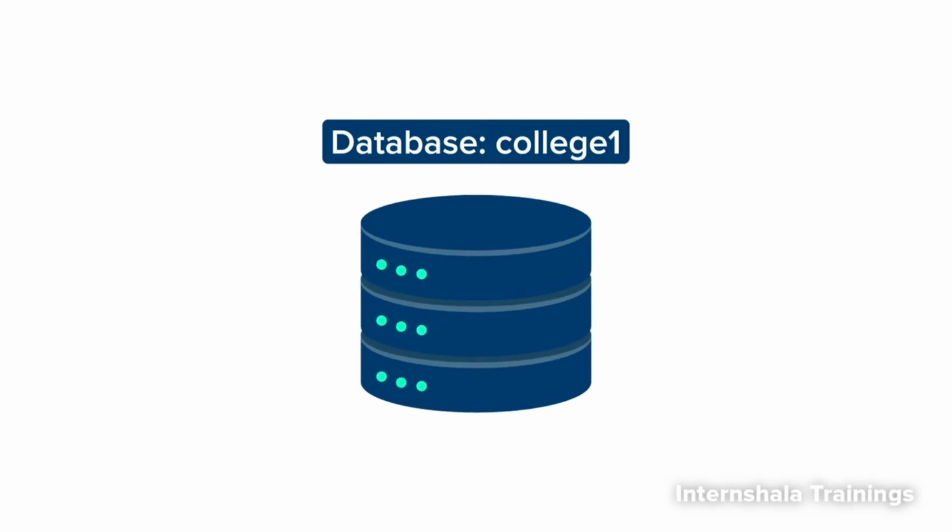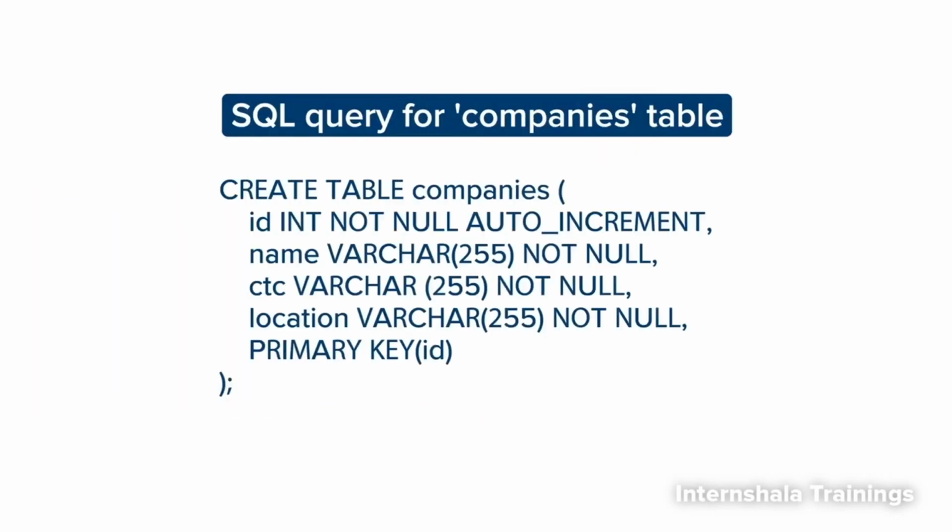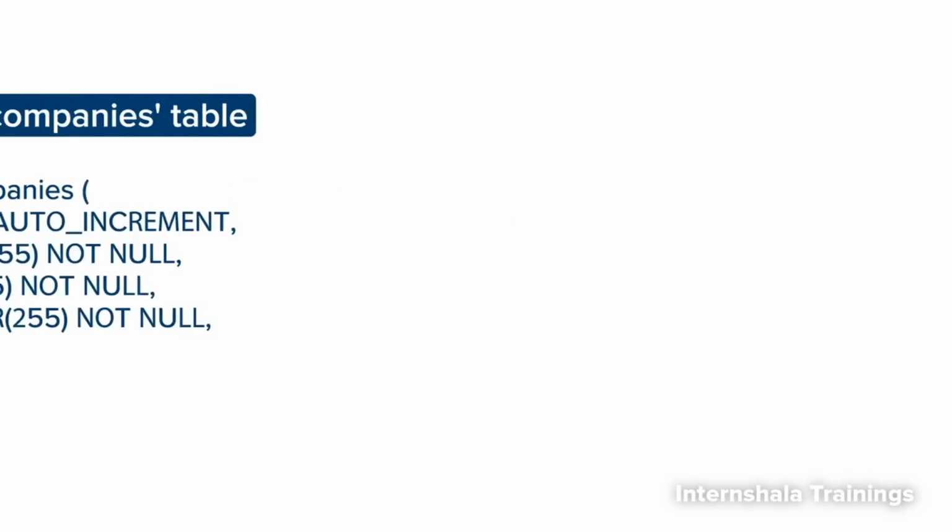Note that the tables I am about to create are in a new database, College 1. So please make a note of it. Now, to create the companies table, we use this SQL query. This is simple and straightforward. Here, we have 4 attributes and we have defined the ID attribute as the primary key.